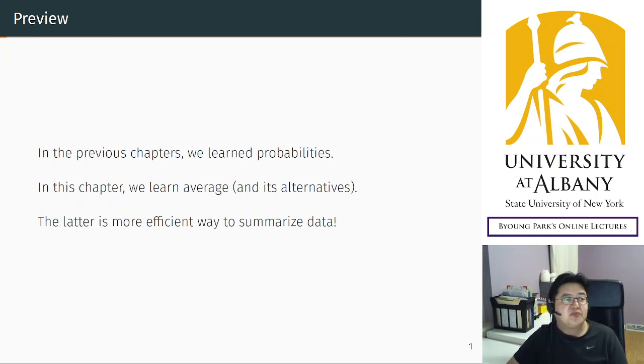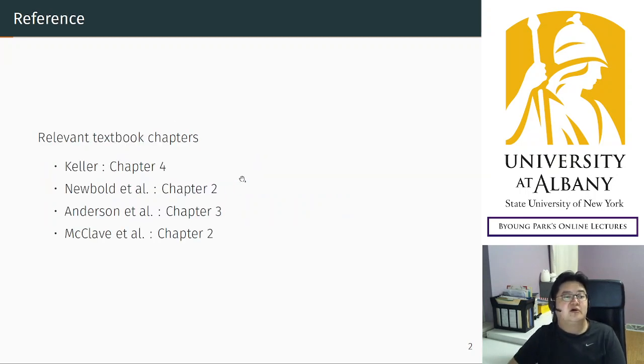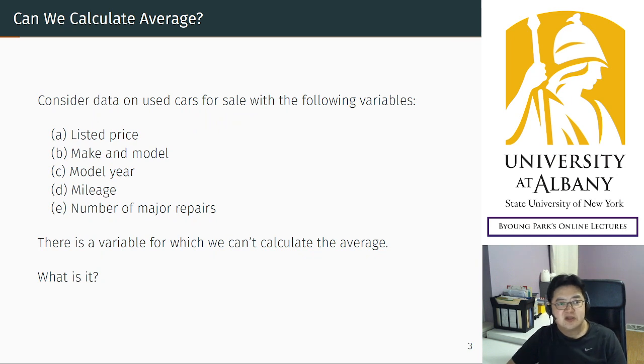Let me start with the relevant textbook chapters, in case you want further readings. And let me start with a simple motivating question. Suppose you have market data for used cars, and for each car or each transaction, you observe the following outcomes.